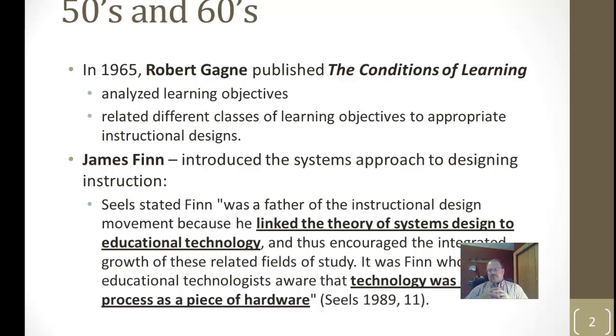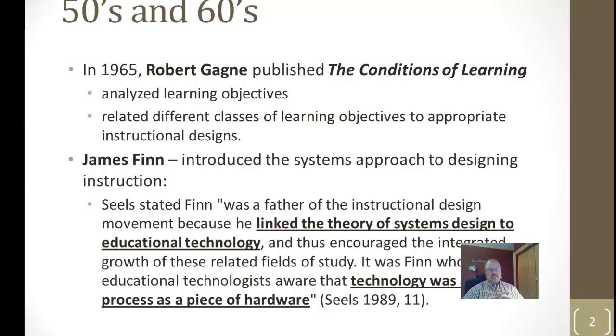So he would match up what you would teach. You would teach math, for instance, or you would teach math differently than science, for instance. So if the learning objectives were to teach something in math, then the instructional design to teach that might be different than, probably science isn't the best example, probably English is a better example. So he related different classes of learning objectives to appropriate instructional designs.